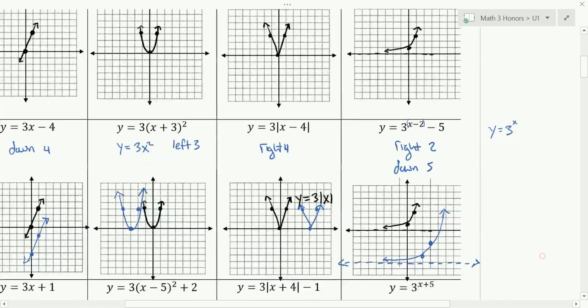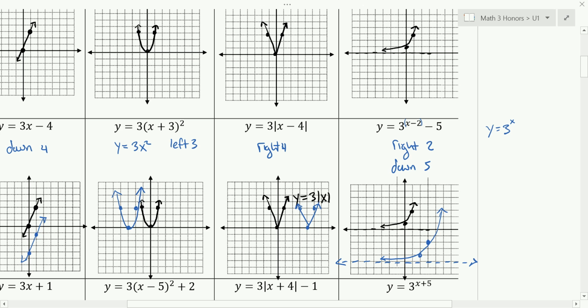What would the equation of this horizontal asymptote be? y equals -5. Good.